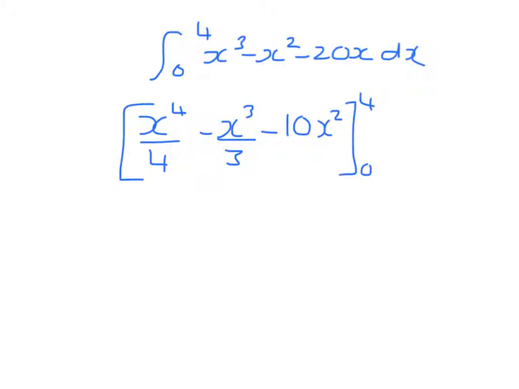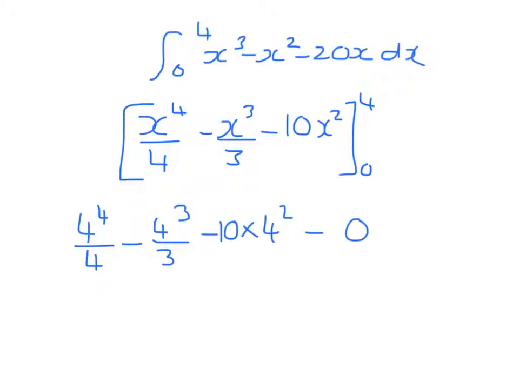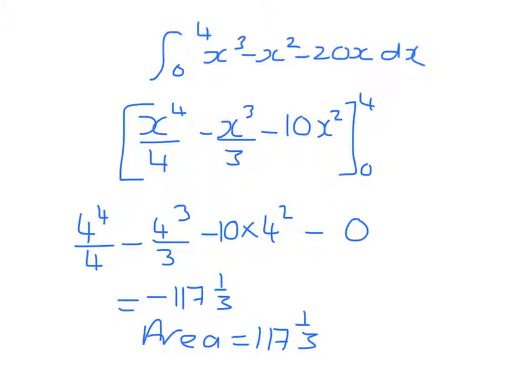Whenever I substitute in, we start with the top value, so that's 4 to the power 4 divided by 4, minus 4 cubed over 3, minus 10 times 4 squared, and we're going to be taking away 0. Putting that in the calculator, I get negative 117 1/3. Now all the negative sign tells me is that it's below the axis, so the area is positive 117 1/3.